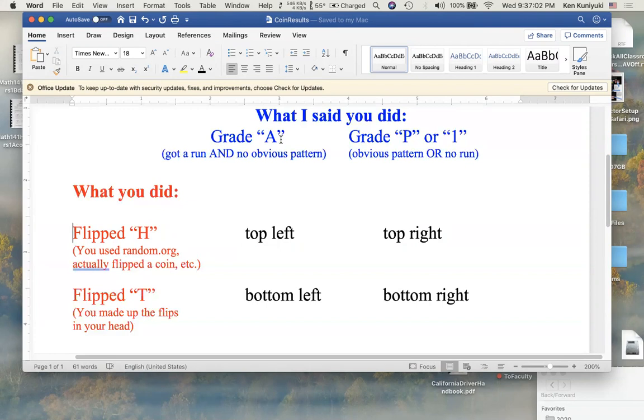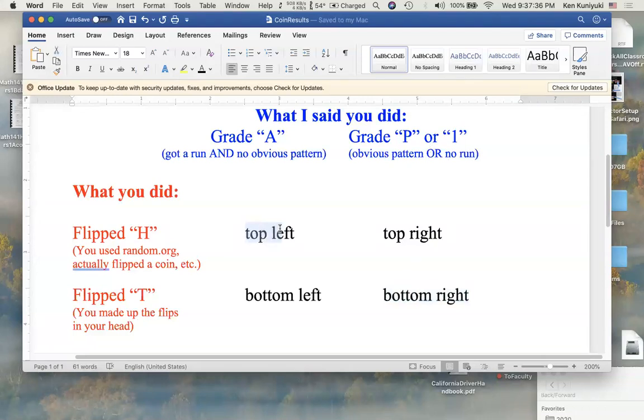If you got a grade of A, if there was no obvious pattern and you got a run, I think you actually flipped a coin. Because if you flip a coin 100 times, you expect a run of at least 5 heads or 5 tails, and people don't know that. That's why it's easy to fool people. On the other hand, if you made up the coin flips, then you probably didn't get a run, or there's an obvious pattern.